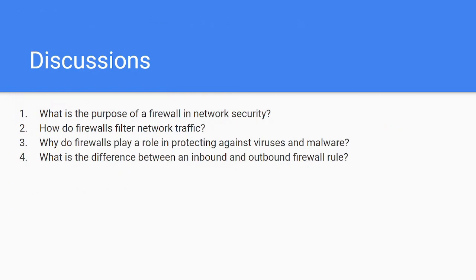All right, so for the discussion: What is the purpose of a firewall in network security? How do firewalls filter network traffic? We talked about this. How do firewalls play a role in protecting against viruses and malware? What is the difference between the inbound and the outbound firewall role? We talked about inbound and outbound. Inbound simply means something that is coming into your network, while outbound means something that is leaving, going out of your network.